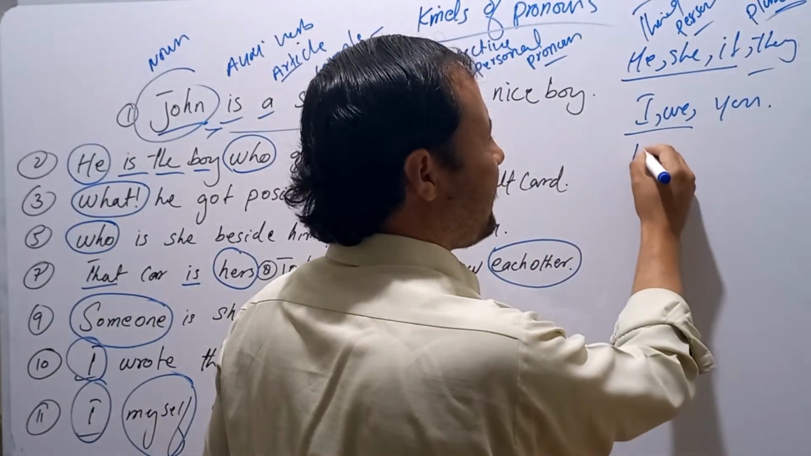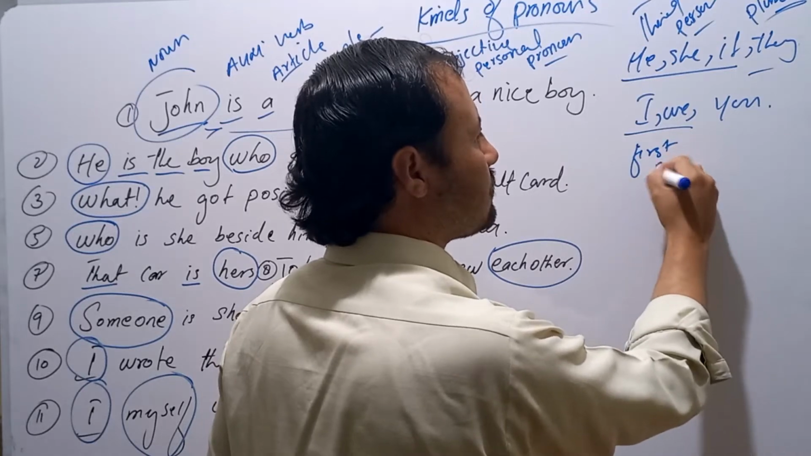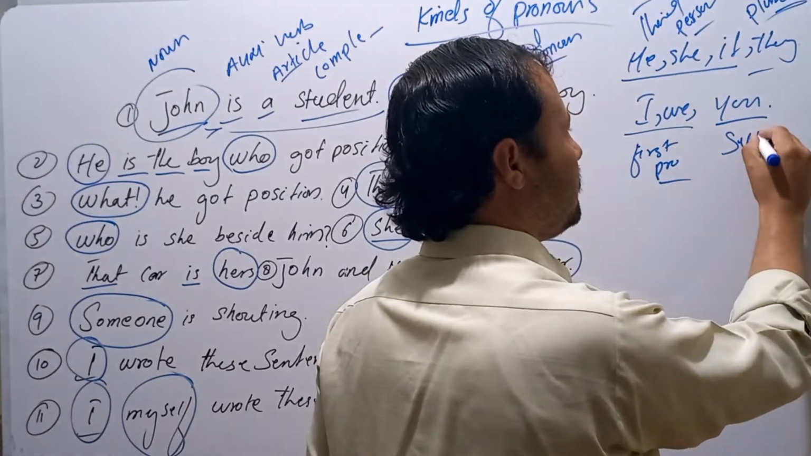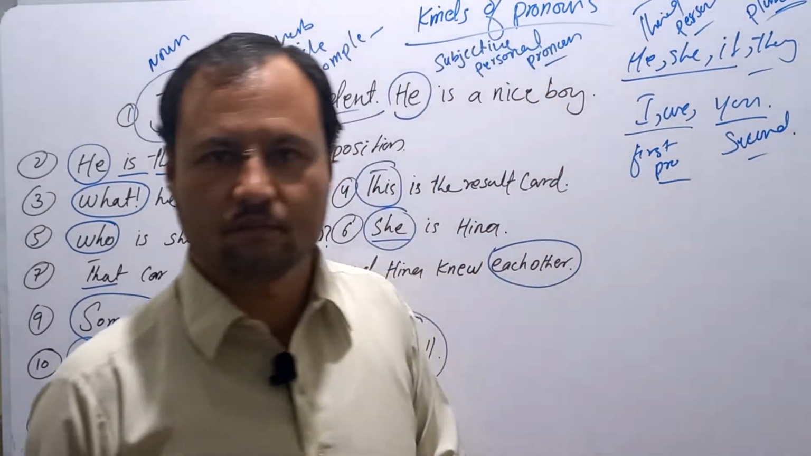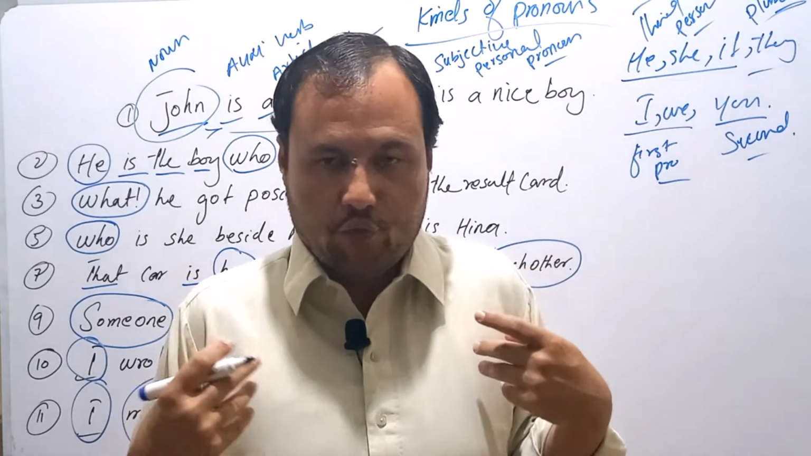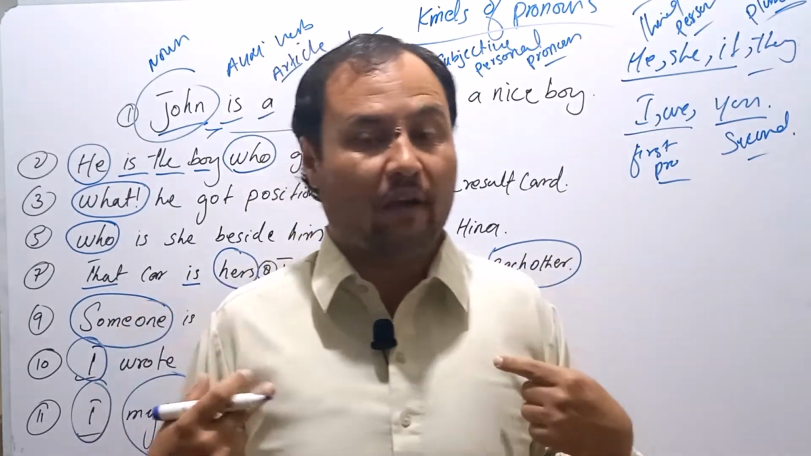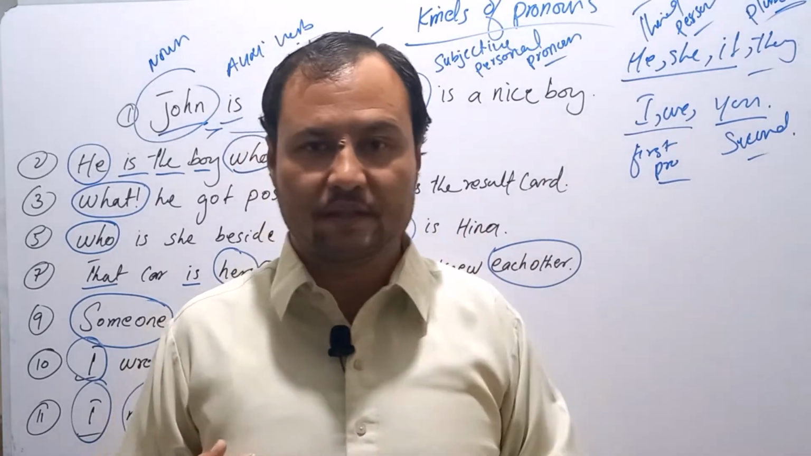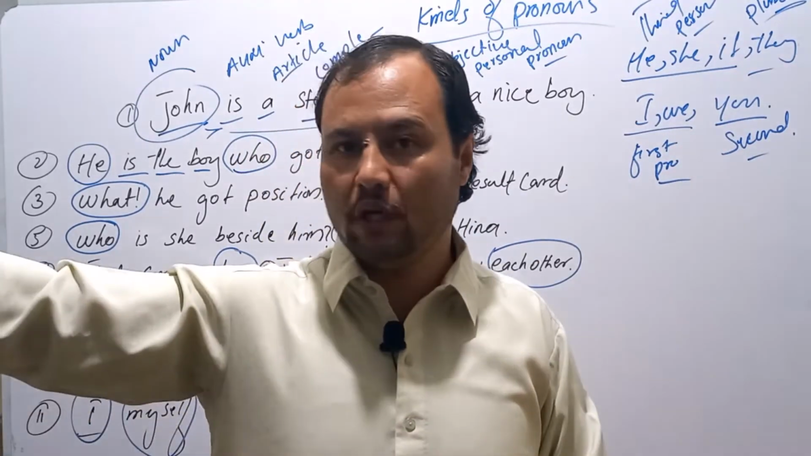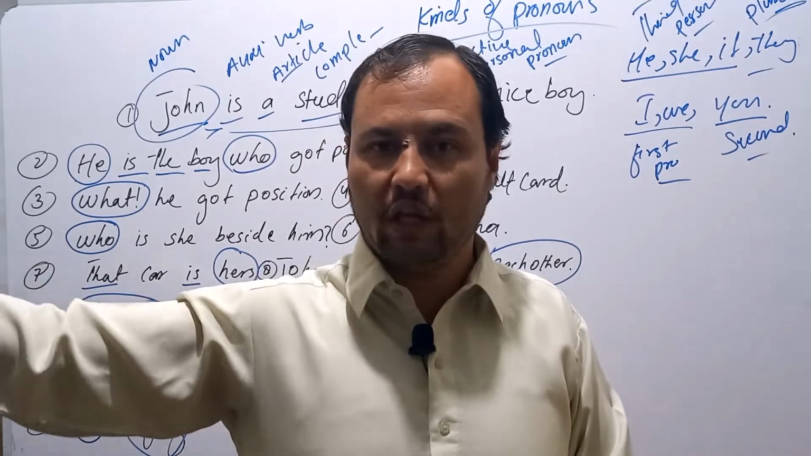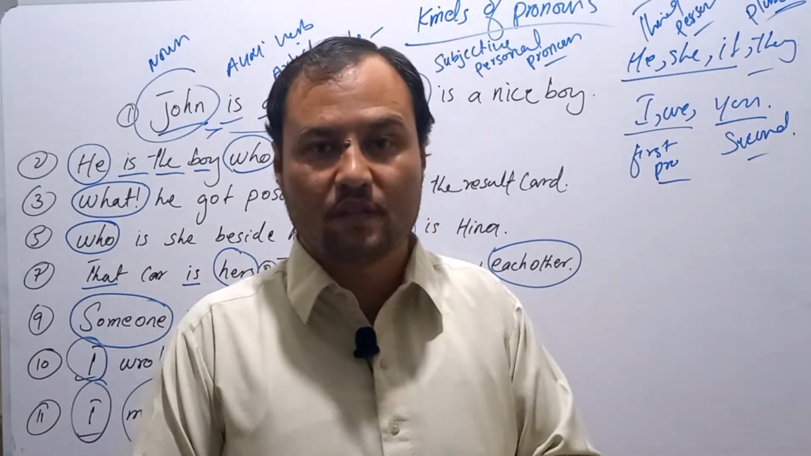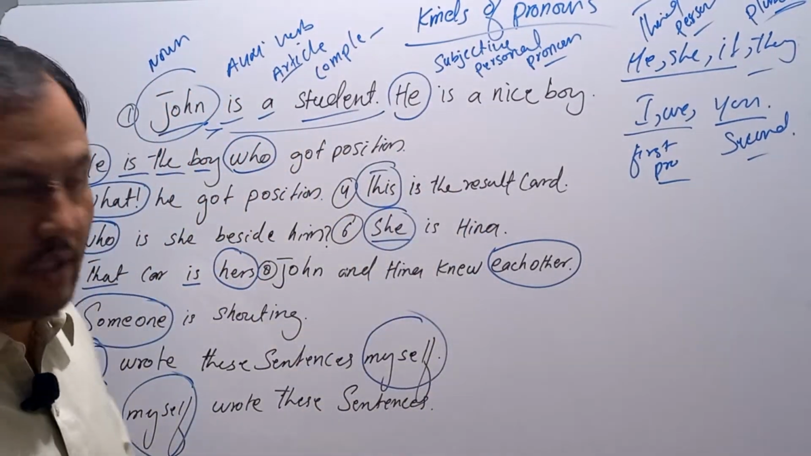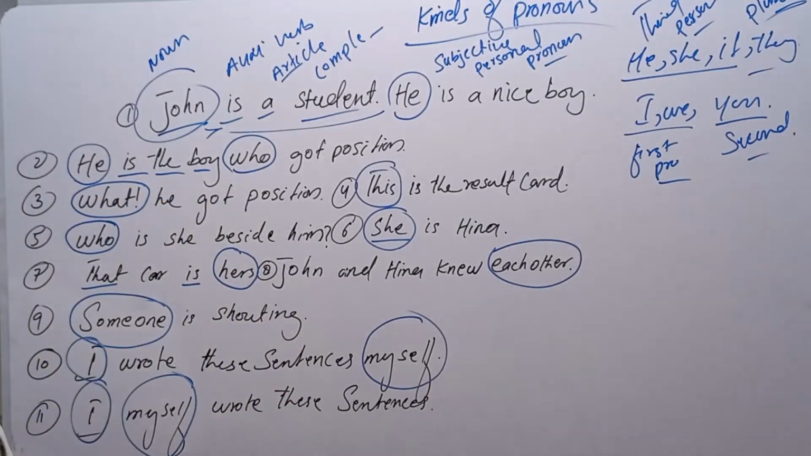I and we are used for first person, and you is used for second person. If I'm singular, I, if I'm plural, then we will come. If I'm more than one, then we will come. You are listening to me, so you are the second person. He, she, it, third person singular. They for plural. That's personal pronoun, which are used as the subject of the sentence. Okay, we'll go to the next one now.